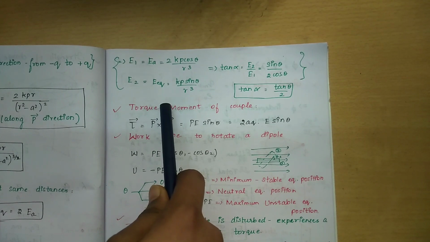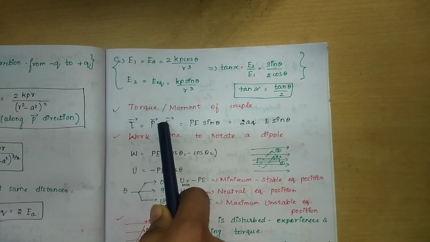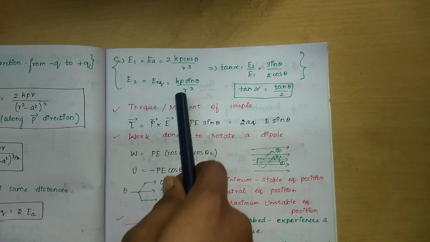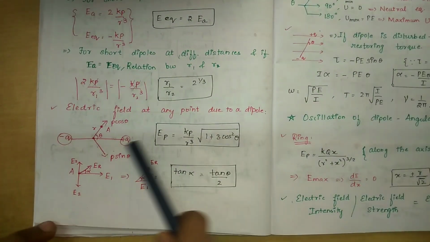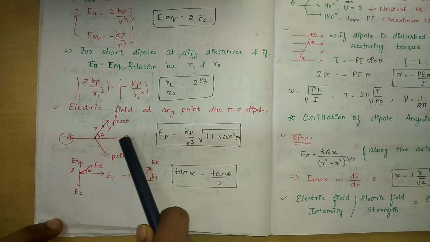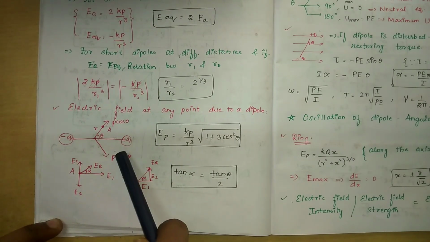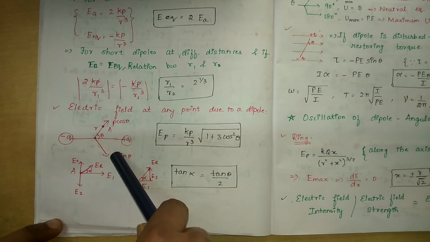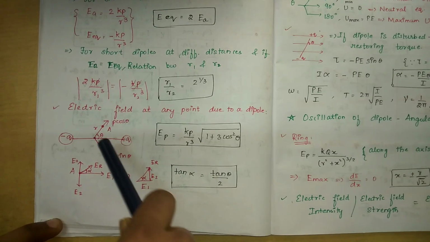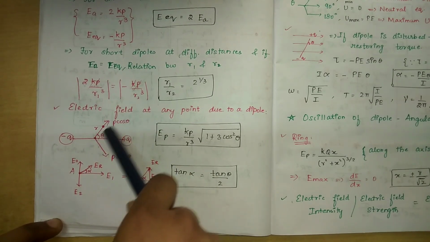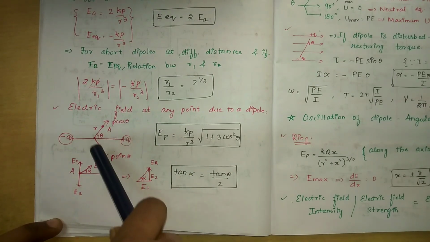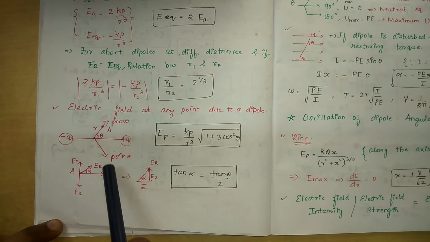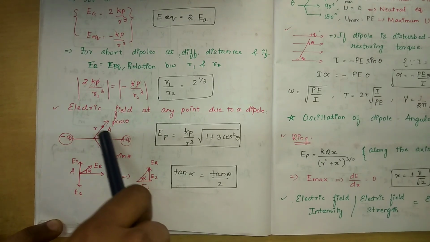Then E2 is at the equatorial position. It is in the equatorial position of the dipole, so it is kp sin theta divided by r cube. Why cos theta and sin theta? Because we have resolved. This is the dipole moment from minus q to plus q. You can resolve it likewise into p cos theta and p sin theta. Along this one, this is the axial E1. The axial one is present here, and here it is the equatorial.